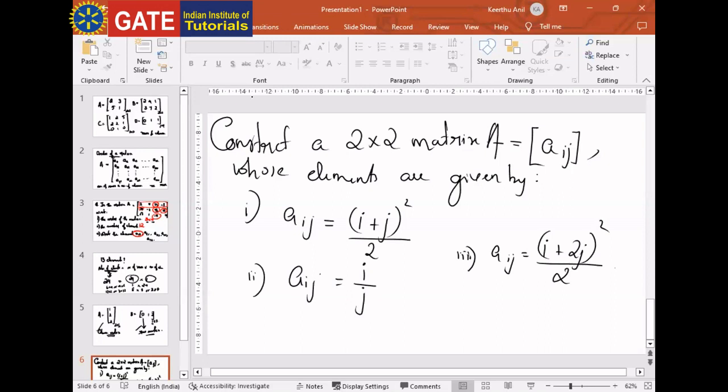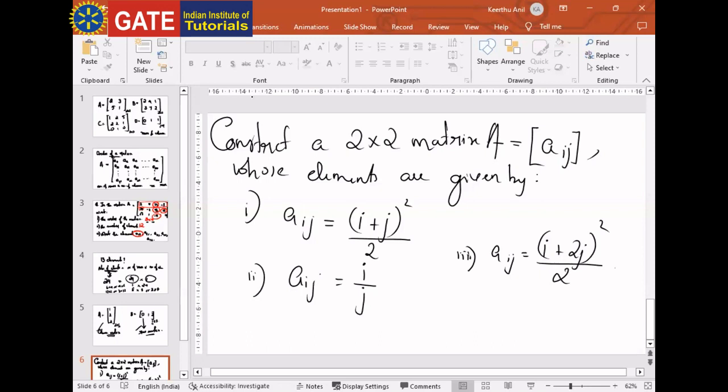So 2 by 2 matrix means how many rows, how many columns? 2 rows and 2 columns. Now this matrix capital A equals inside the square bracket Aij. This means that it is a matrix. In each of them they will be having that i into j. So i and j will be the number of rows and columns. So the first element will be A11, right? Second element will be A12. We are generally giving a representation as Aij so that the value depends on i and j. So we have to construct a 2 by 2 matrix A equals Aij.